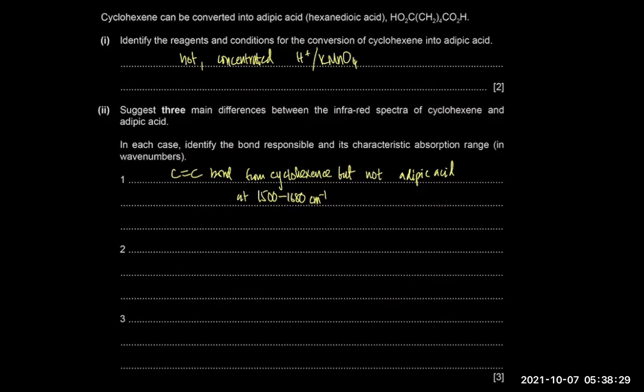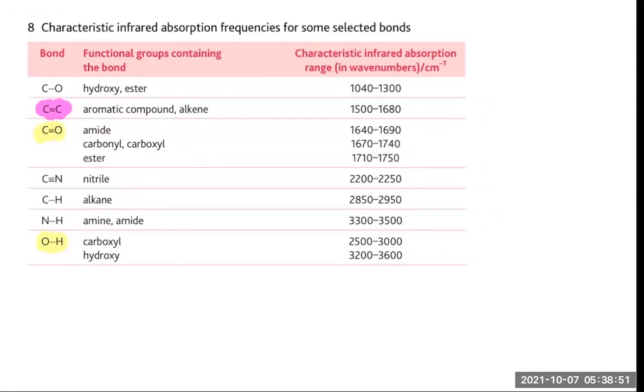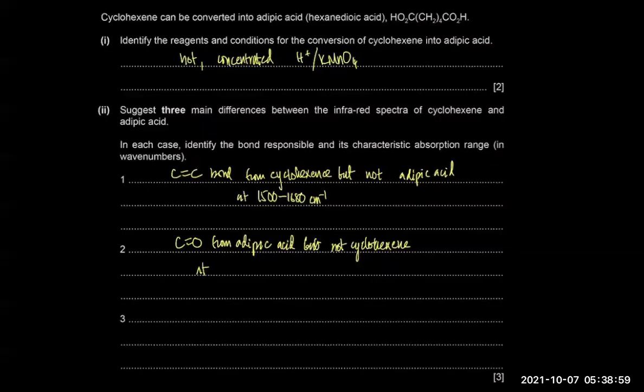The second one that we would see is C double bond O from adipic acid, but not cyclohexene, at approximately 1700. Your carboxyl is 1670 to 1740 wave numbers. Whatever value is given, just copy it from the data booklet.